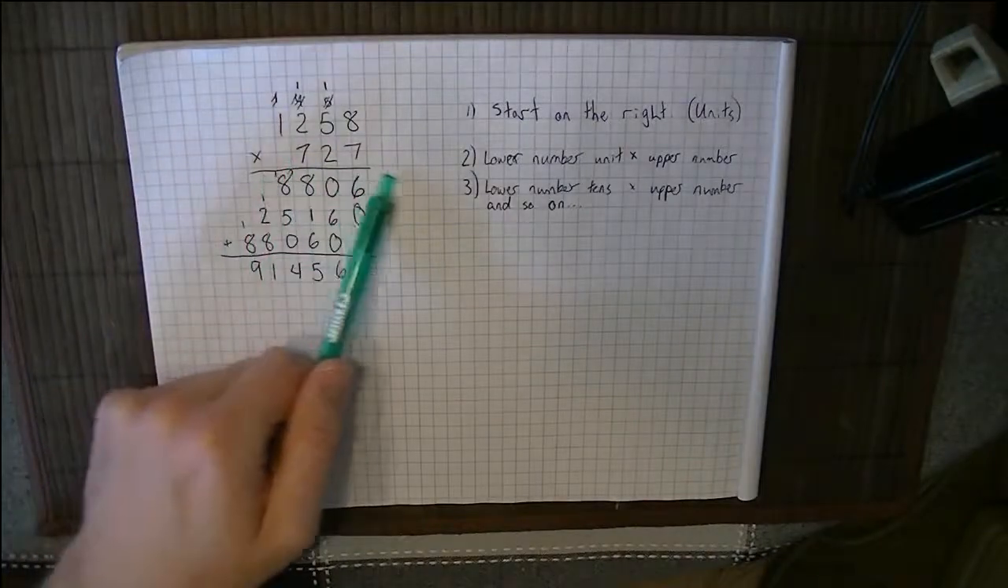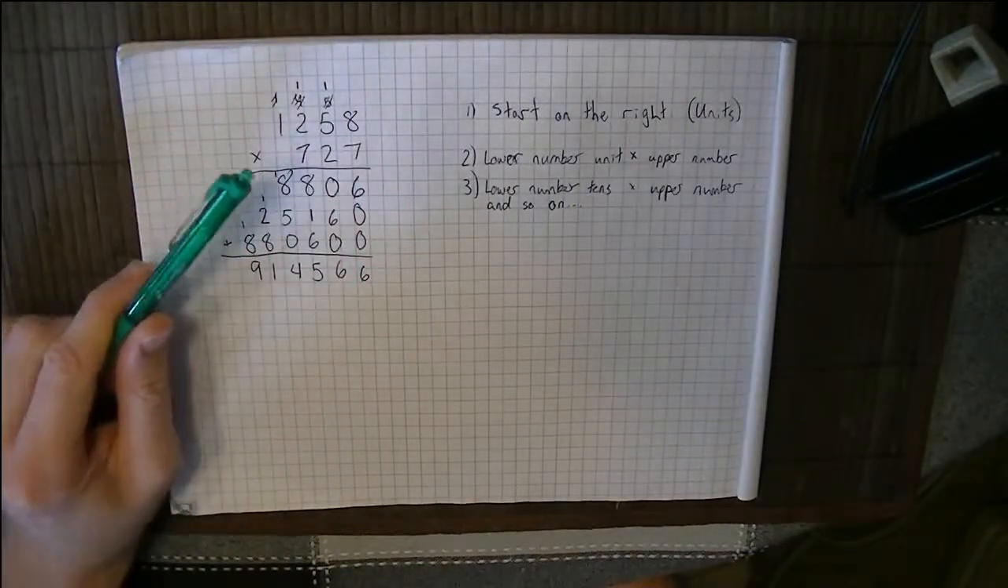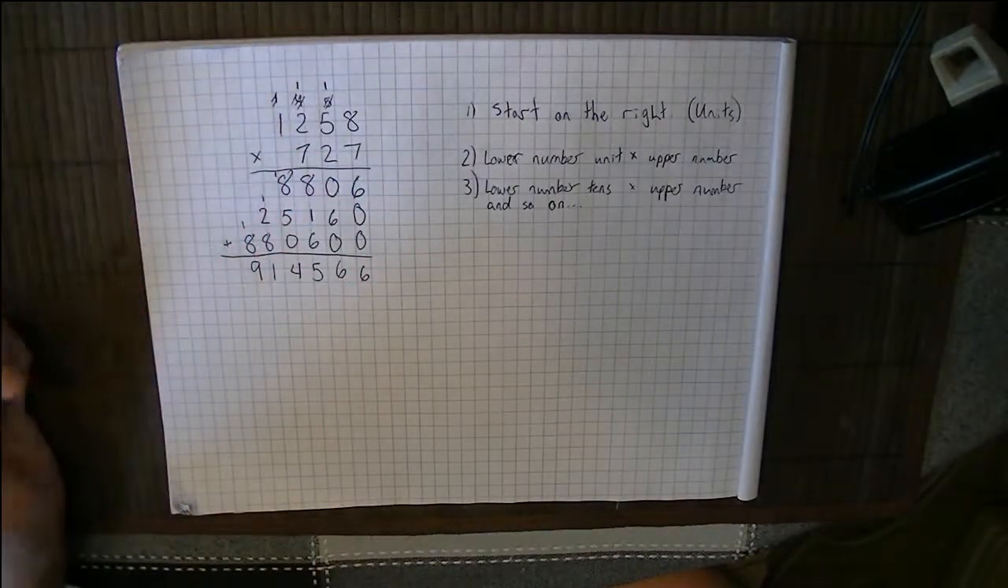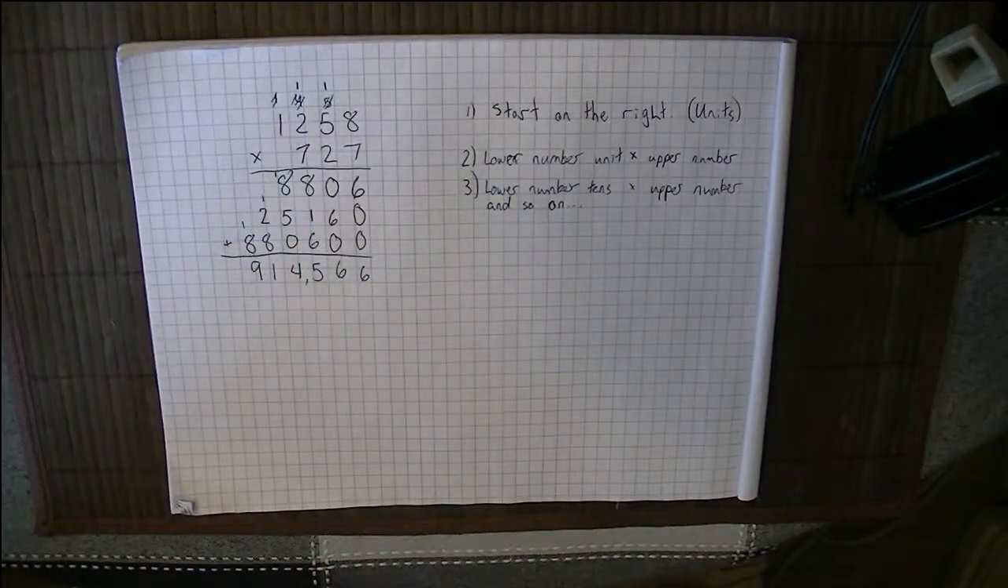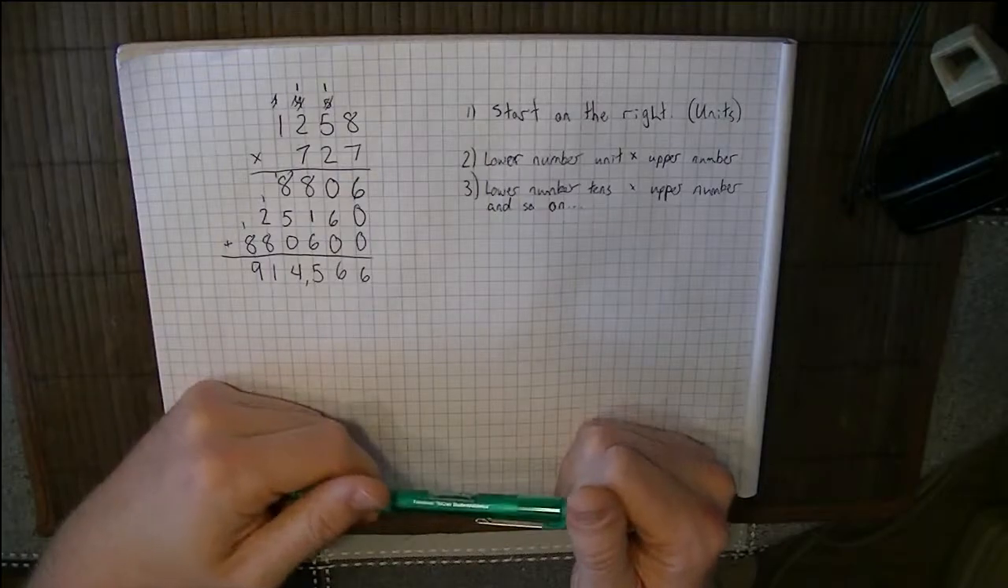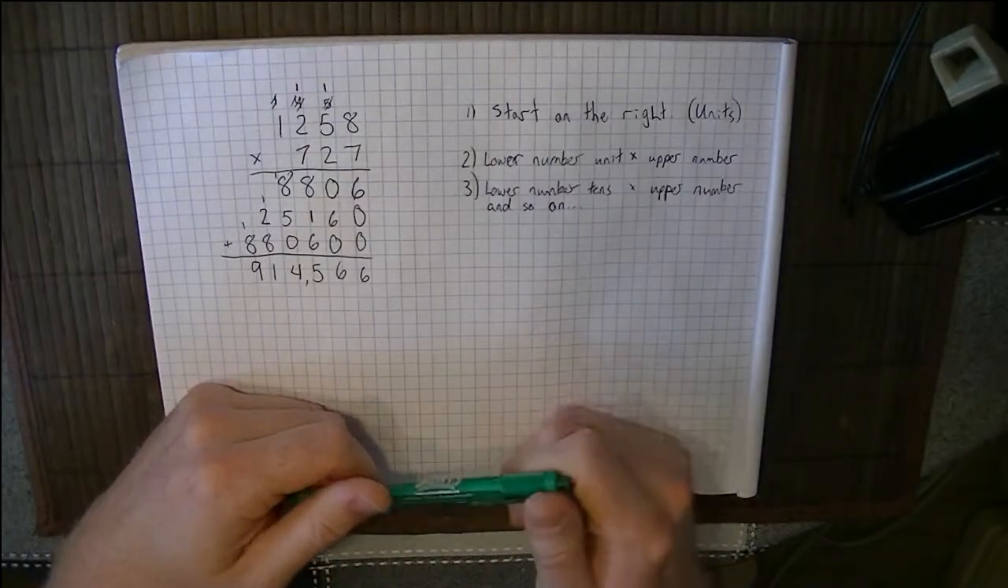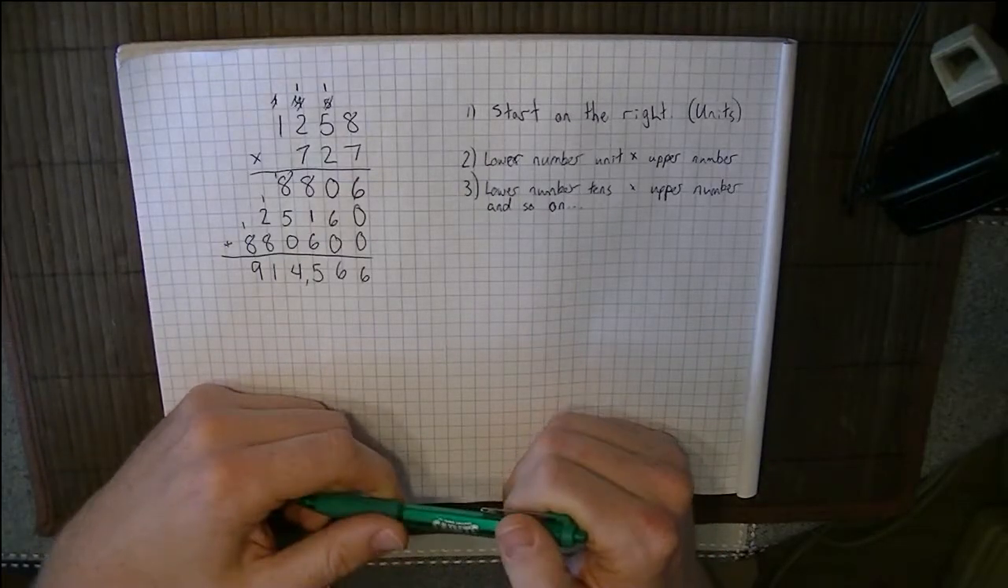So 727 times 1,258 is 914,566. And that is how we multiply large numbers.